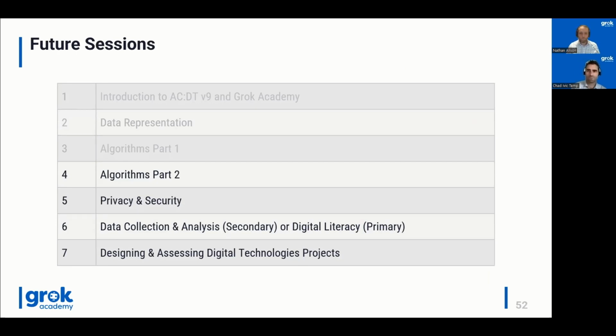Okay, so just looking forward, next week we're going to look at algorithms part 2, which is implementation. So translating the algorithm into a visual program that can be executed by a computer. And the 5th one is privacy and security. The 6th one is data collection and analysis, secondary, and digital literacy for primary. And the last one is designing and assessing digital technologies projects.